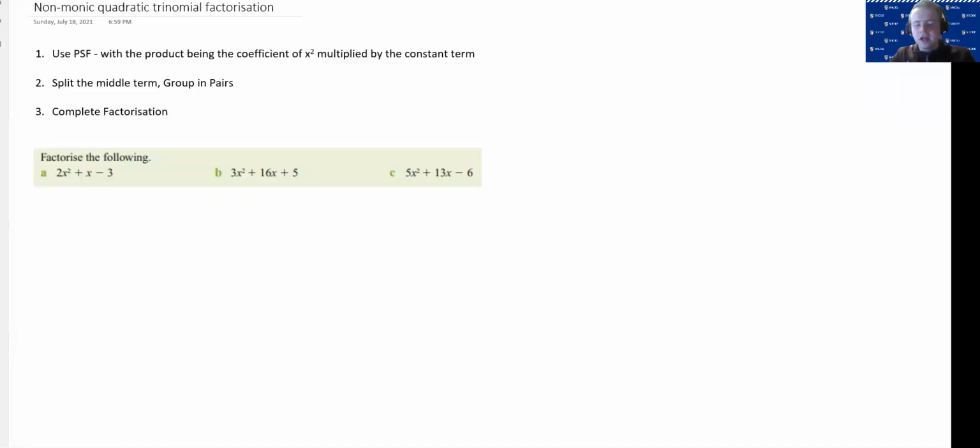Hello, Year 9. Today we're looking at non-monic quadratic trinomial factorisation. It's a bit of a mouthful. Let me explain what it means.